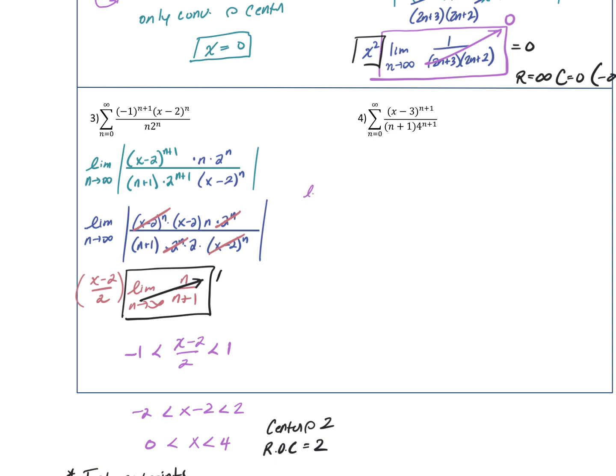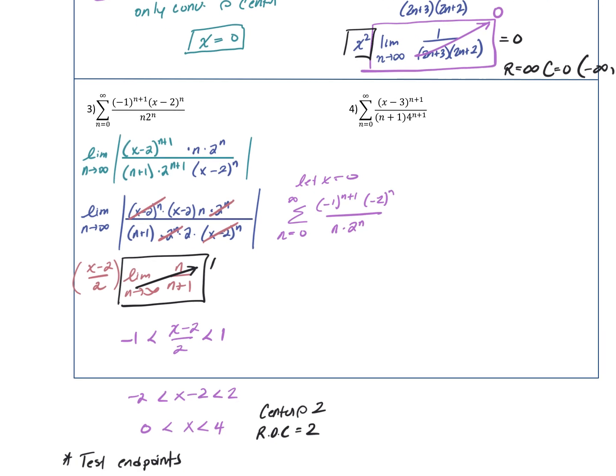So if we start with let x equal 0, so I'm going to rewrite it. So we have n equals 0 to infinity. So it's negative 1 to the n plus 1. So I'm plugging it in for this x. So x is 0. 0 minus 2 gives me negative 2 to the nth power over n times 2 to the nth power.